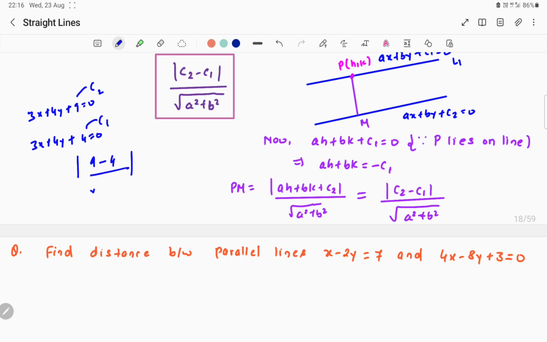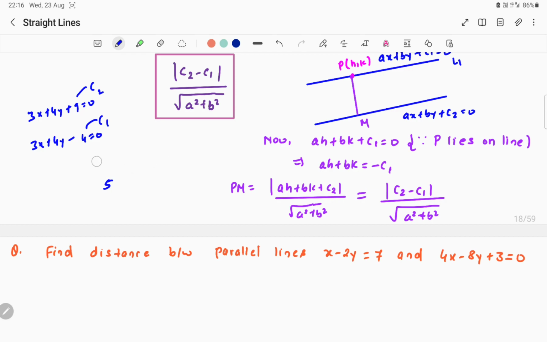9 minus 4 divided by root under 3 square plus 4 square, which is 5. So we got 1 as the answer. But suppose the question contains a minus here, then it will be 9 minus of minus, so it will become 9 plus 4, and it will become 13 by 5. Is it okay?